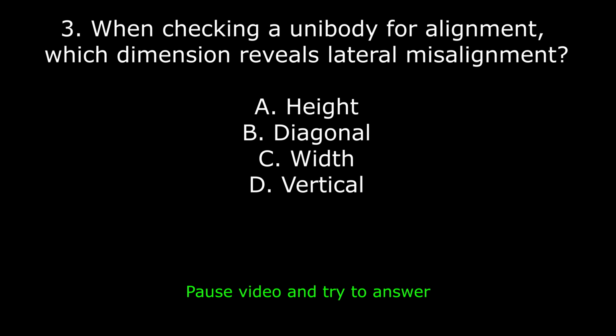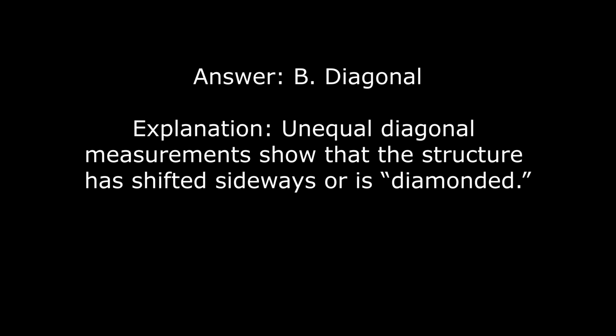3. When checking a unibody for alignment, which dimension reveals lateral misalignment? A. Height, B. Diagonal, C. Width, D. Vertical. Answer: B. Diagonal. Explanation: unequal diagonal measurements show that the structure has shifted sideways or is diamonded.